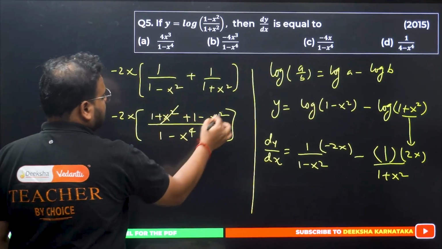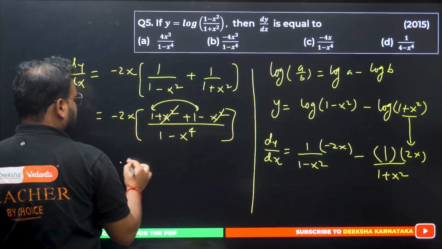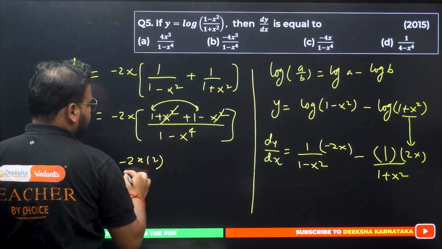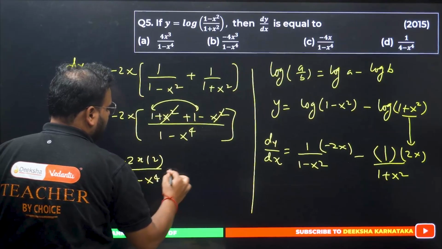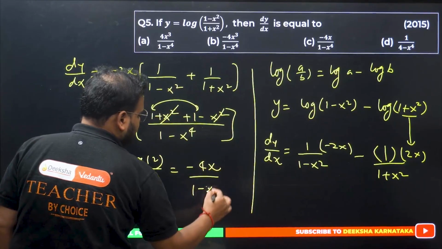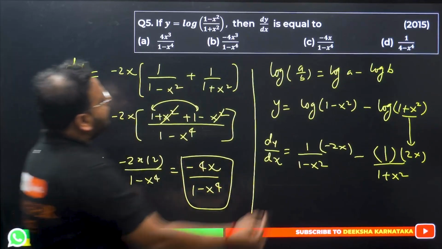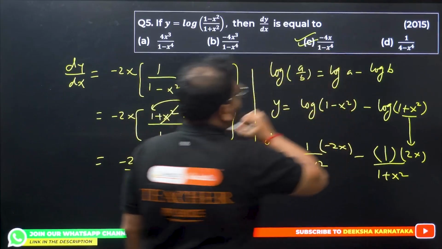So, this is cancelled. My answer is very simple. 1 plus 1 is 2, right? So, I get 2 times of this. So, minus 2x into 2 by 1 minus x power 4, which is minus 4x upon 1 minus x power 4. That's my final answer. Okay, so I think this is correct, option C.